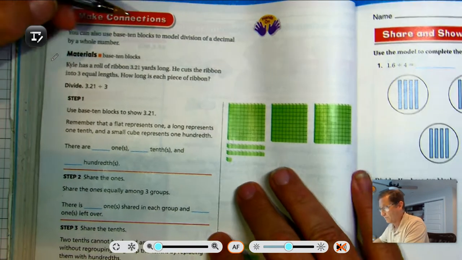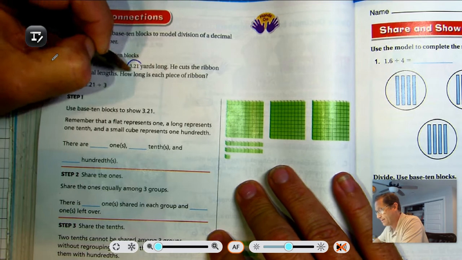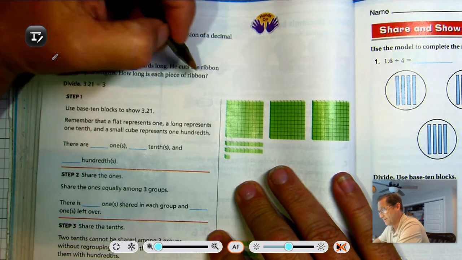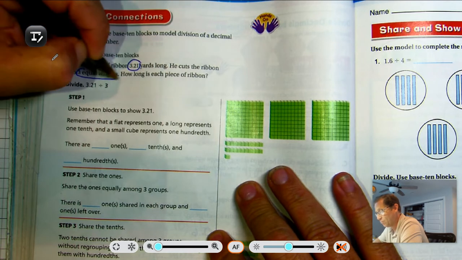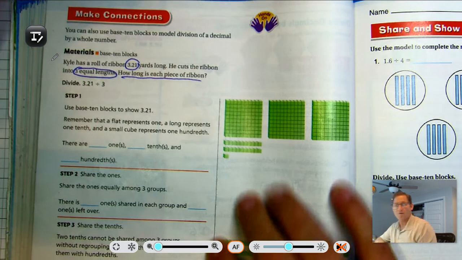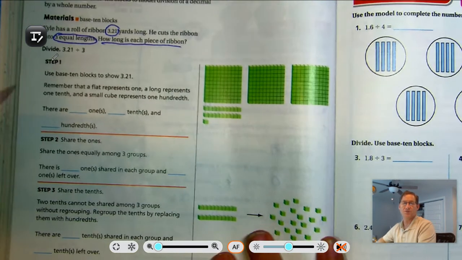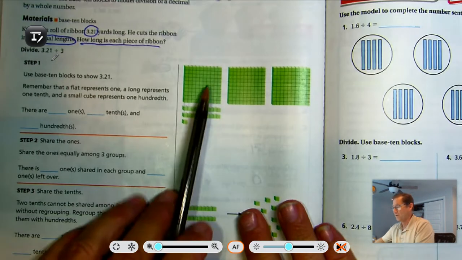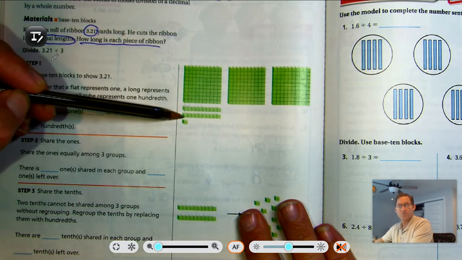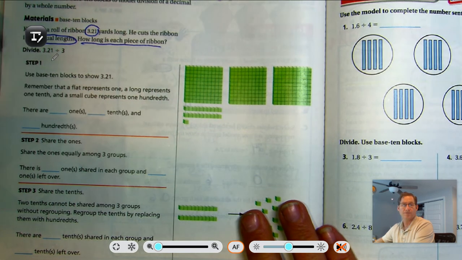So Kyle has a roll of ribbon 3 21/100 yards long. He cuts the ribbon into 3 equal lengths. How long is each of the ribbons? All right, so we would use base 10 blocks to show 3 21/100. 1, 2, 3. 2 tenths, and we have 1/100.